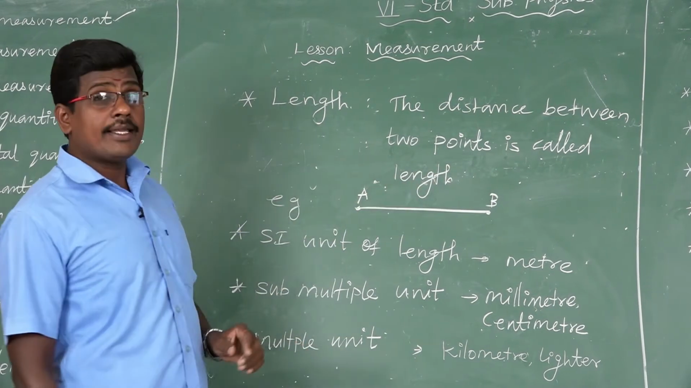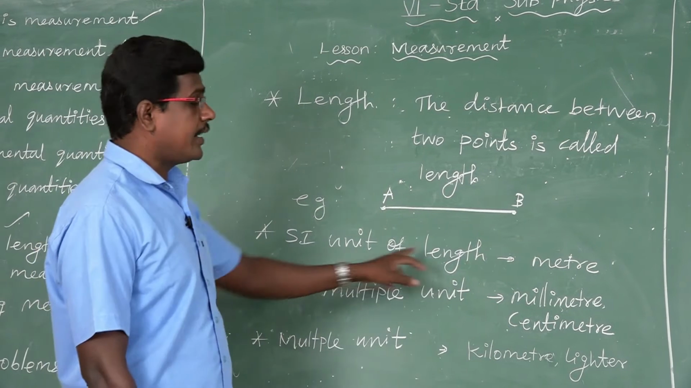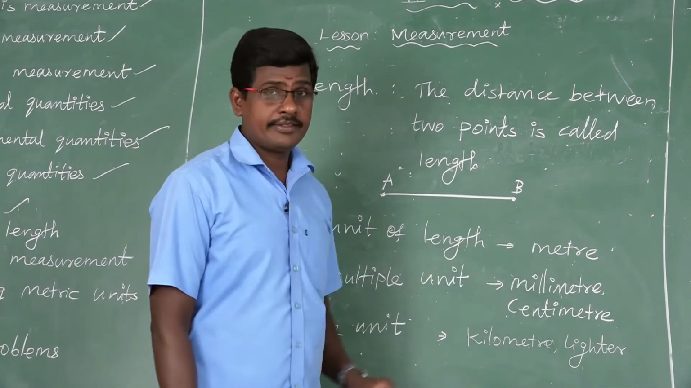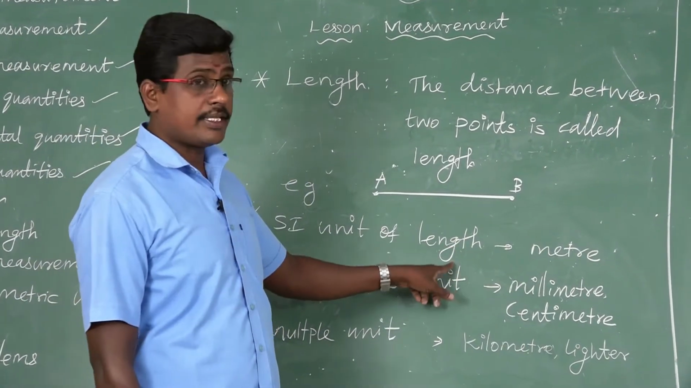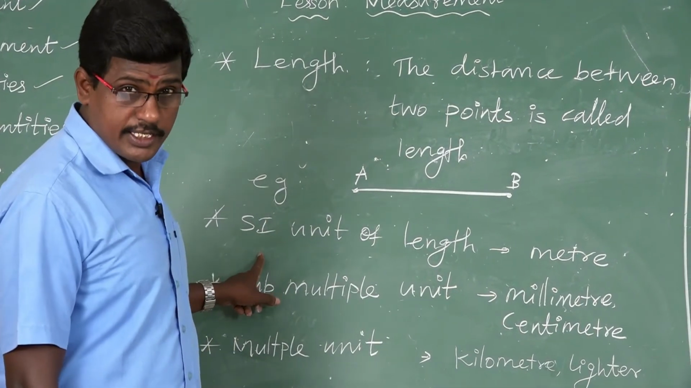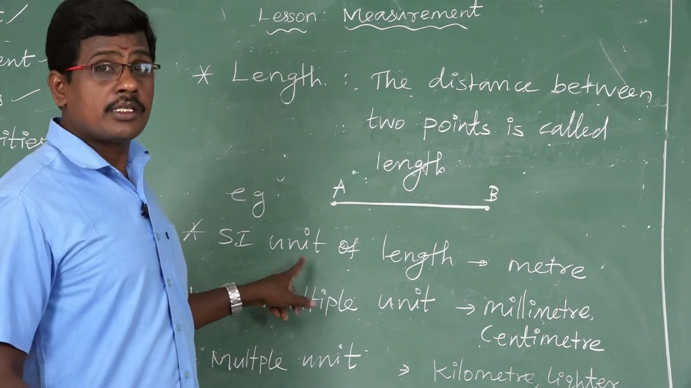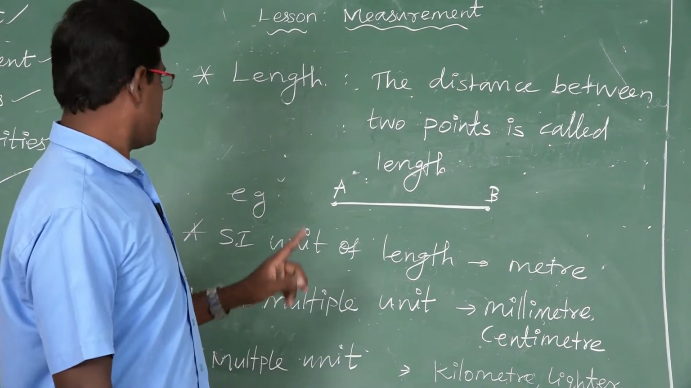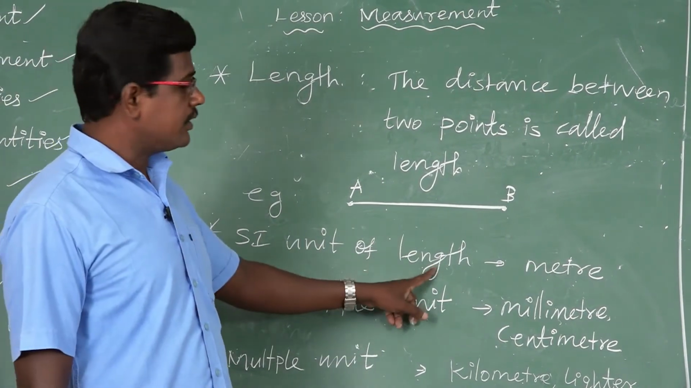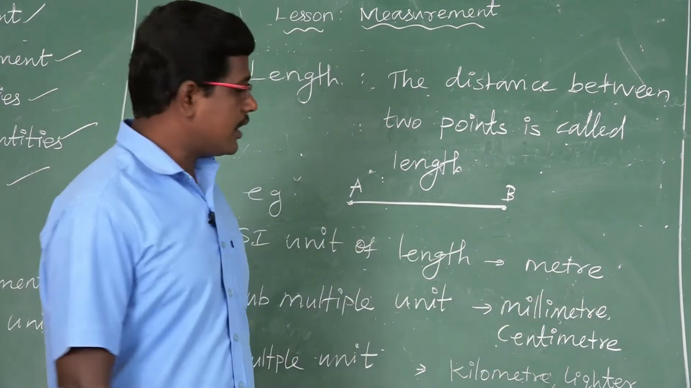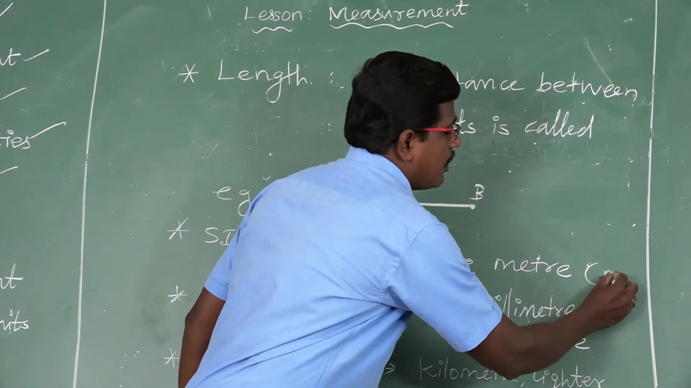Next, what is the SI unit of length? Meter. SI means International System of Units. What is a unit? Standard measurement is called a unit. The SI unit of length is meter. What is the symbol of meter? Small m.